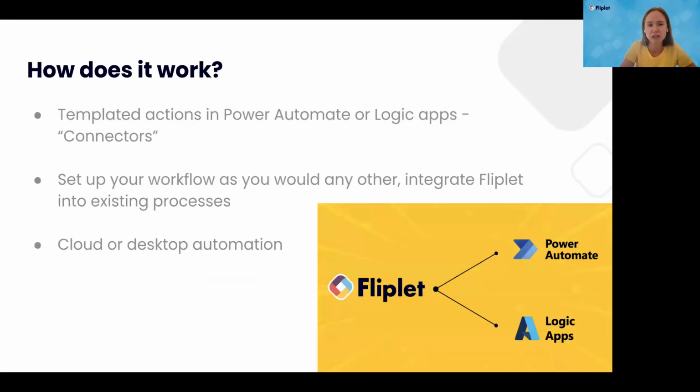So how does it actually work? As I mentioned, in Power Automate or in Logic Apps, you've got different connectors that we have templated. When you configure your workflows in either, there will be an option for you to choose Fliplet and to choose these different actions and triggers. So you work as you normally would inside of these systems, and then you integrate Fliplet into your existing processes or create a new workflow. And this works for both cloud and desktop automation.